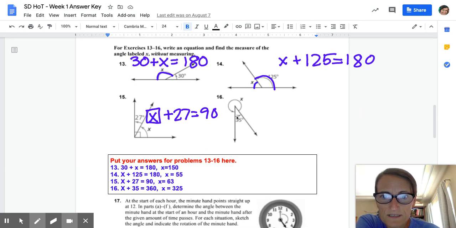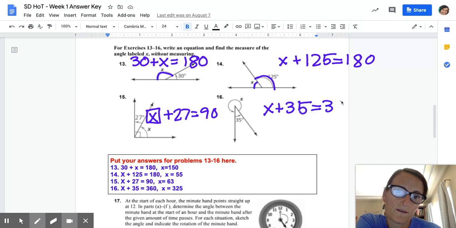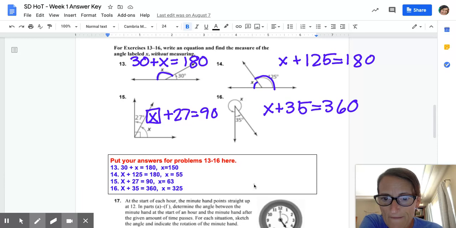And then for 16, you can see this is a full turn or a full rotation. So those added together, this mystery amount, when you add 35 to it, all together, you get 360. Okay, so if you cut out that 35, then you're left with the 325.